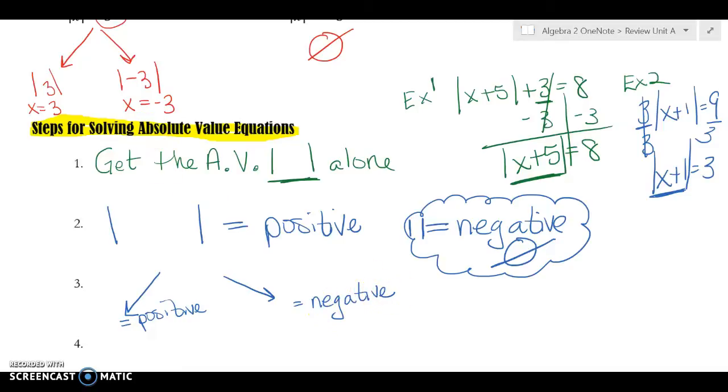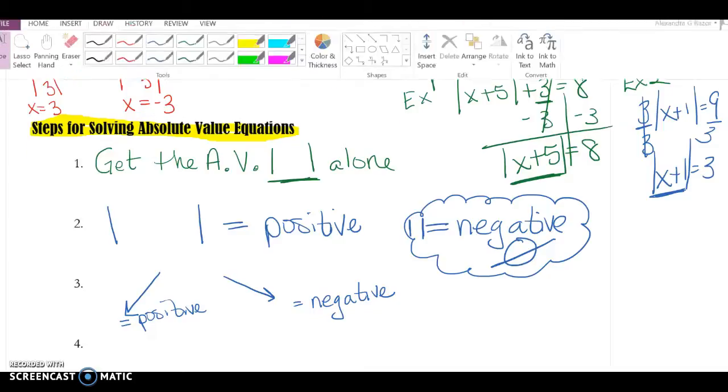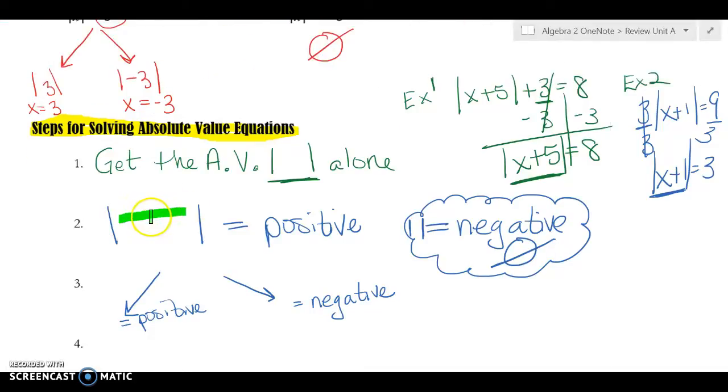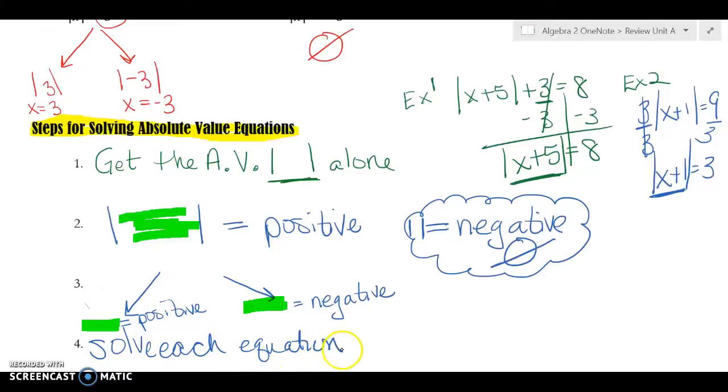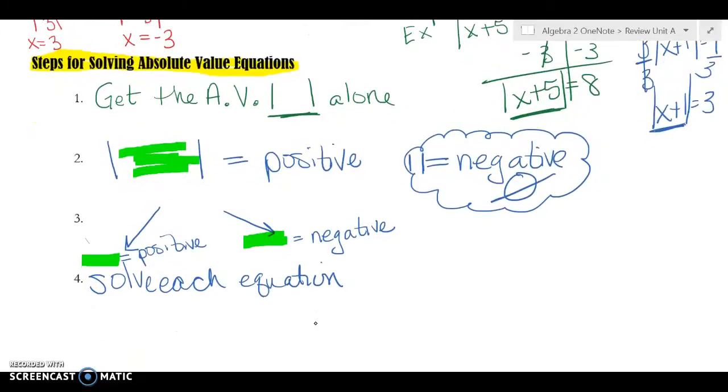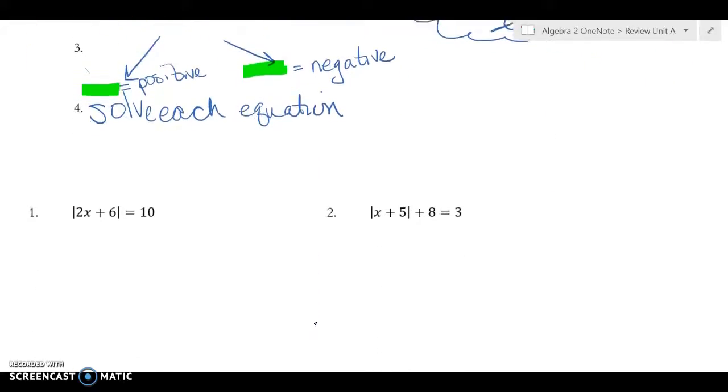One thing that I need you guys to realize is that what's inside here never changes. It stays the same, even when you break it down. What changes is the outside. And then the last thing you do is solve each equation. So again, step 1, get rid of the outside stuff. Step 2, check to see if it's positive. Step 3, if it's positive, break it down to 2 problems. And step 4, solve each equation.